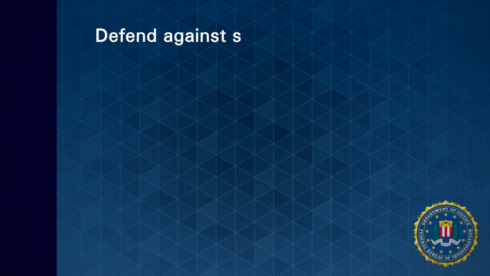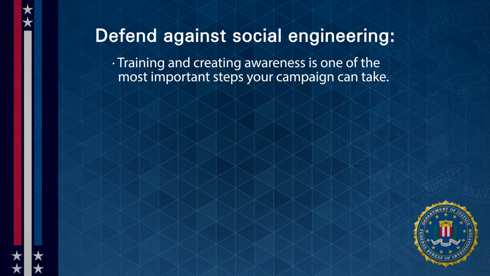These techniques sound pretty simple, but in the context of political campaigns, it can be challenging to abide by them, particularly because you're constantly communicating with constituents, most of whom you don't know personally. So how can you balance your critical need to communicate with your constituents against your need to safeguard your computer networks? Training and creating awareness is one of the most important steps your campaign can take. It's extremely important for your campaign to educate staff and volunteers about social engineering as an attack vector. That puts your staff in a better position to detect these attempts and avoid becoming victims.